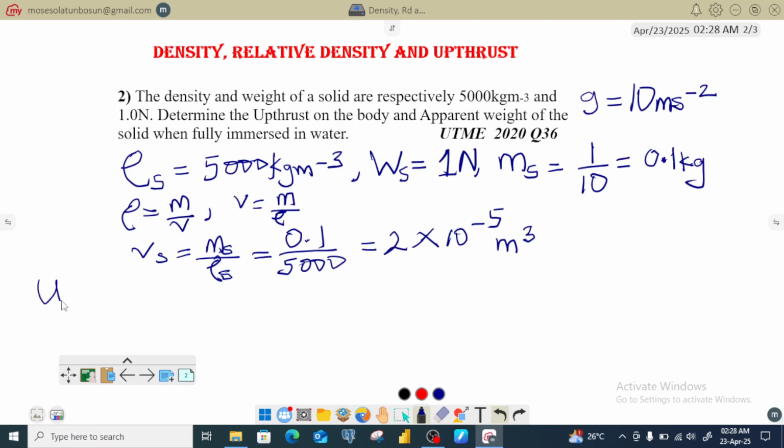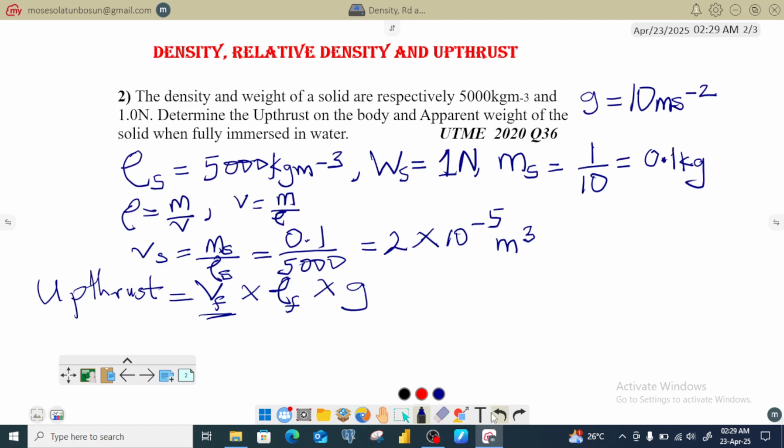Remember that upthrust equals the volume of the fluid, let me just use subscript F for that, multiplied by the density of the fluid in which the solid is immersed, multiplied by acceleration due to gravity. Let me repeat that. Upthrust equals the volume of the fluid displaced by the body. That is, when you put a solid in a fluid, the fluid that will be displaced, that is what this V subscript F is representing.